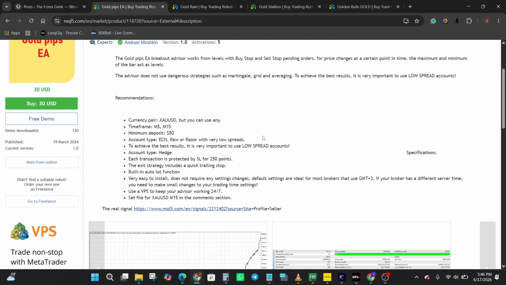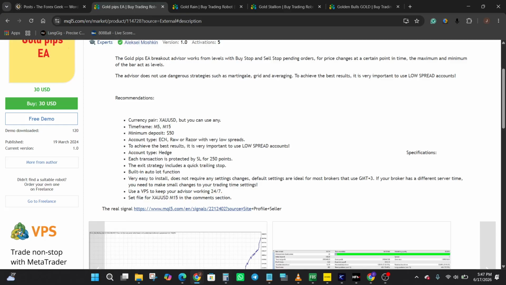The developer states that the default settings are suitable for most brokers using GMT+3 server time. If your broker uses a different server time, some adjustments to the trading time settings may be necessary. The developer also recommends using a VPS to keep the EA operating continuously.